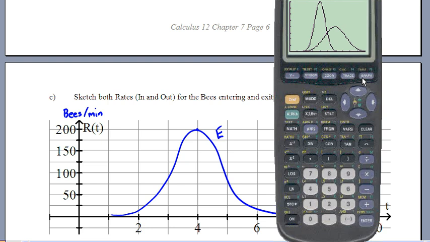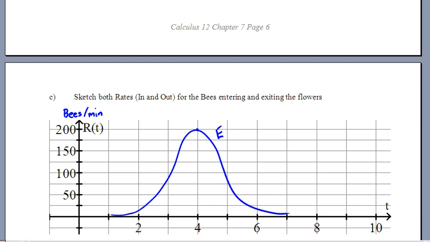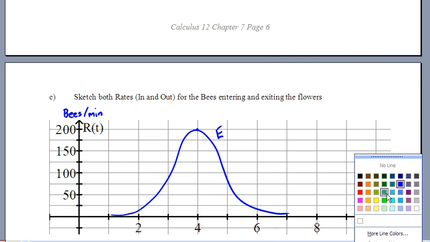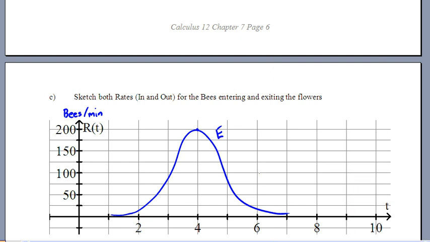Okay, it's a broader peak. It's later and it's lower. So it's actually peaking at time 6. Maybe I'll do a little darker color here for you. We'll go purple. And it's a bit broader looking. It's kind of like this.